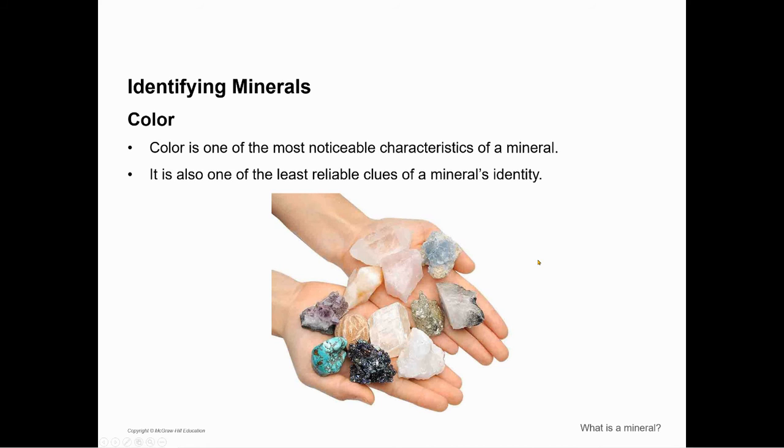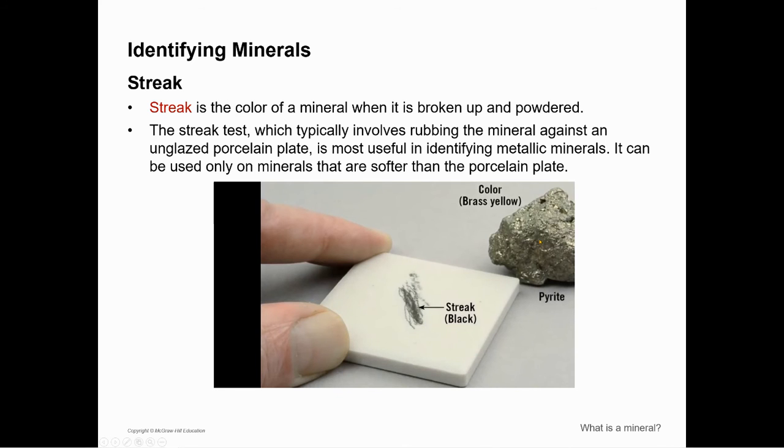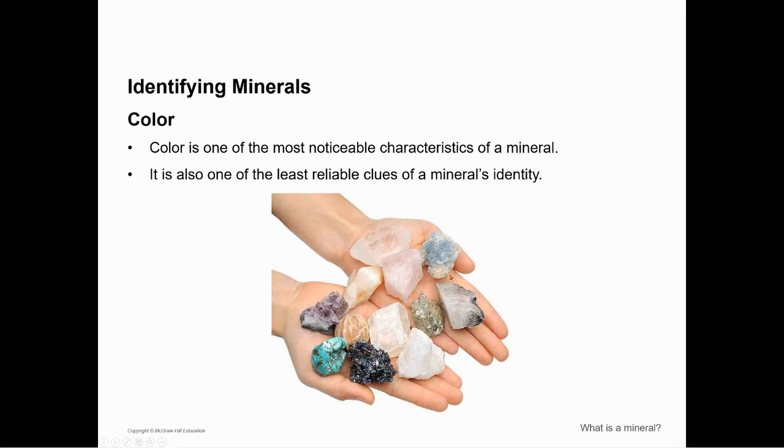Color is one of the most noticeable characteristics of a mineral. It is also one of the least reliable clues of a mineral's identity. For example, again, this to me looks like pyrite or fool's gold. You cannot go by the color because its real color in powder form is black. You cannot go by the look of color in a mineral. You have to see it in its powdered form. All right.